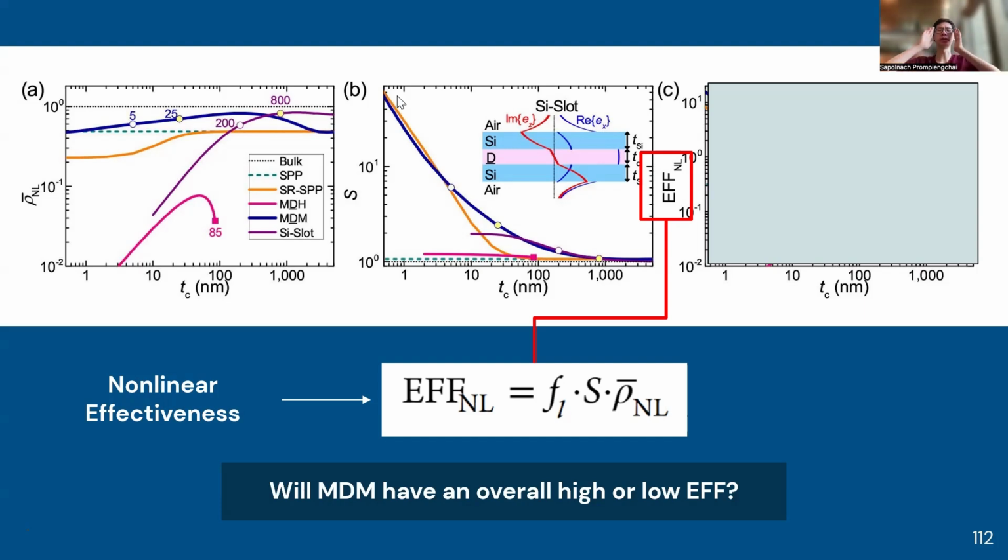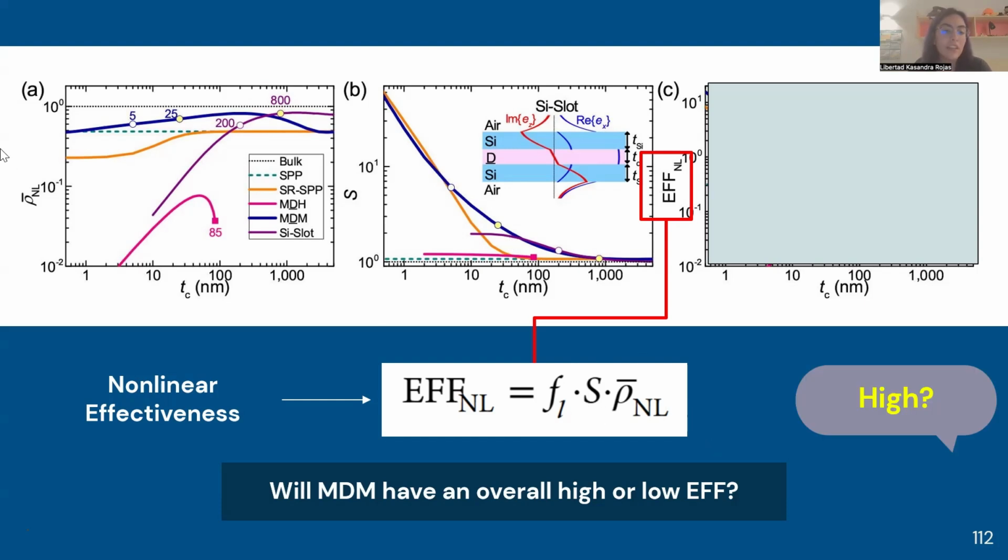So MDM is metal dielectric materials, is that correct? Yes, metal dielectric metal. Perhaps you should give a hint. So just looking at this equation without considering too much anything, just what I've said about the slow light effect in metal dielectric metal, as well as the rho value that we have here. Yes, high. Yeah, exactly. It will have a high nonlinear effectiveness.